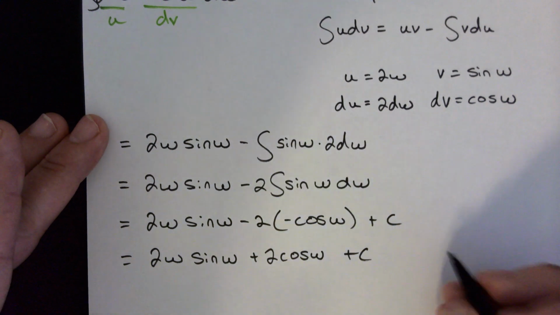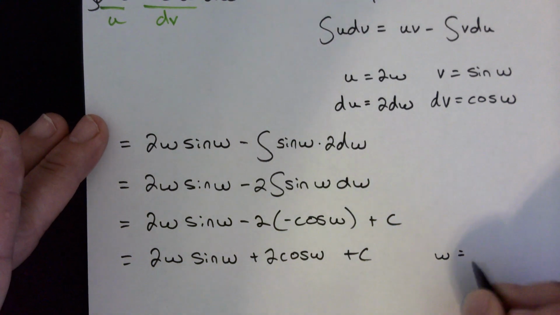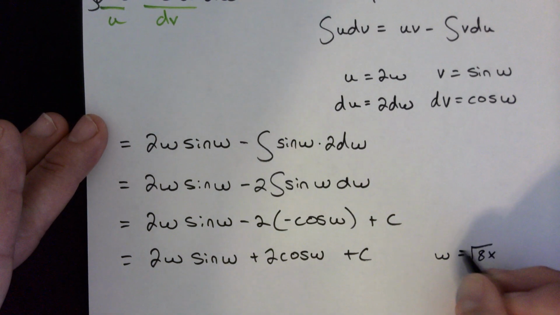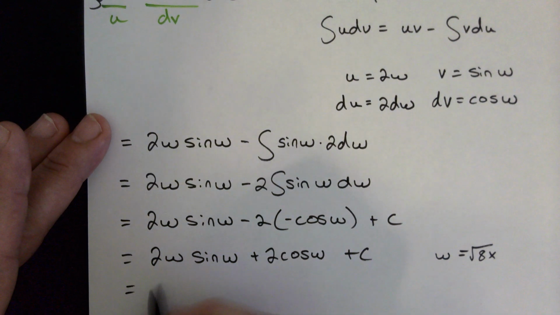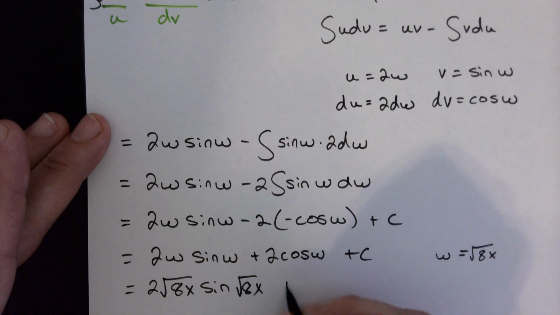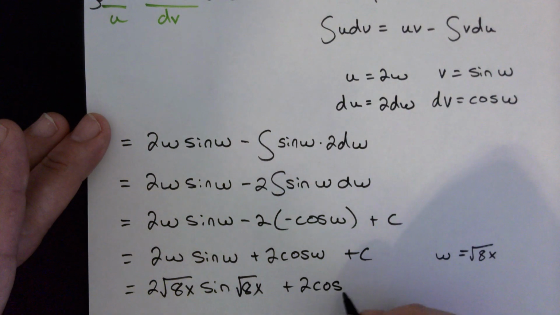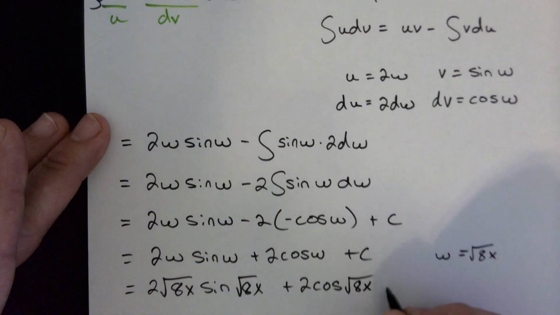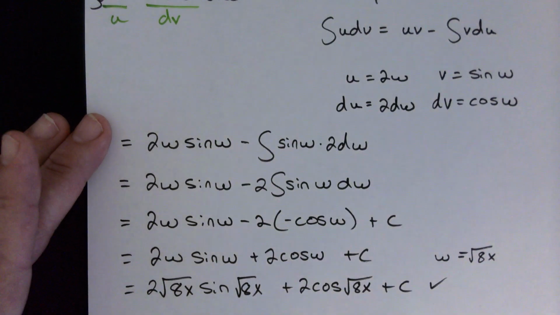Now we substitute. Recall that w is equal to the square root of 8x. That was our original substitution. So this is going to be 2 square root of 8x sine square root of 8x plus 2 cosine square root of 8x plus C. And that is your answer.